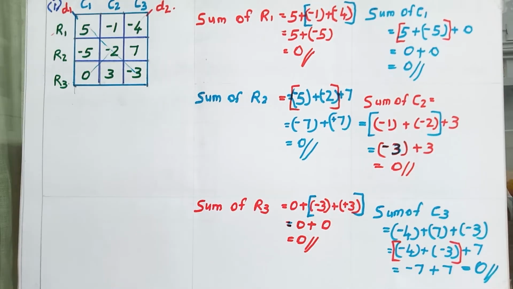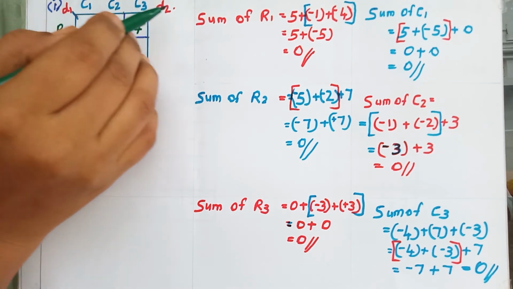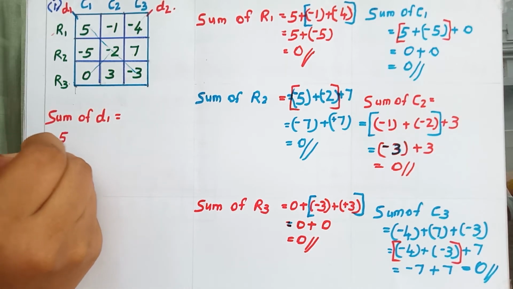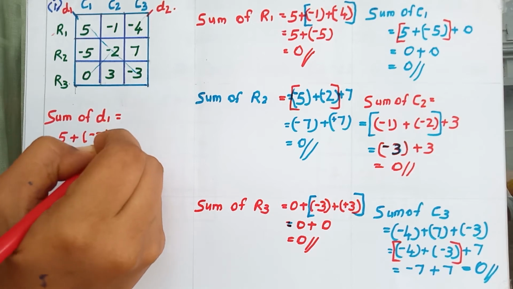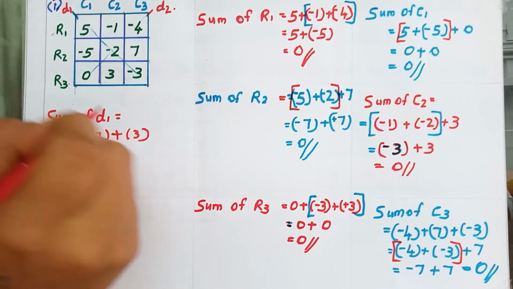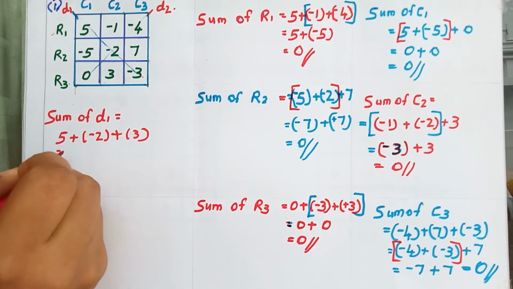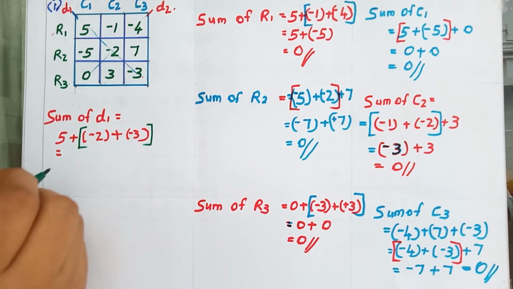Next we are going to find out the sum of the numbers in D1 and the sum of the numbers in D2. 5 plus -2 plus -3. The numbers lying on this line, equal to 5 plus -2 and -3, which are negative numbers.